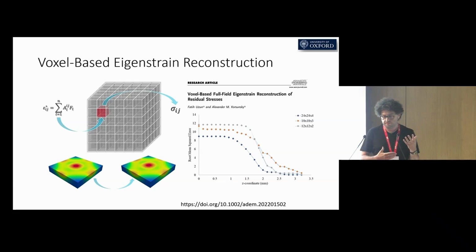And now we did some improvements. We developed a voxel-based Eigenstrain reconstruction technique. It was published recently. This technique allows overcoming the limitations of the previous method. The limitation of the previous method was the need for using guiding functions. In this approach, we don't need them, and we divide the domain into voxel domains.